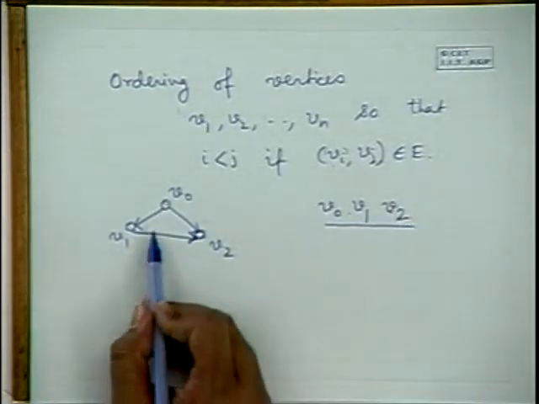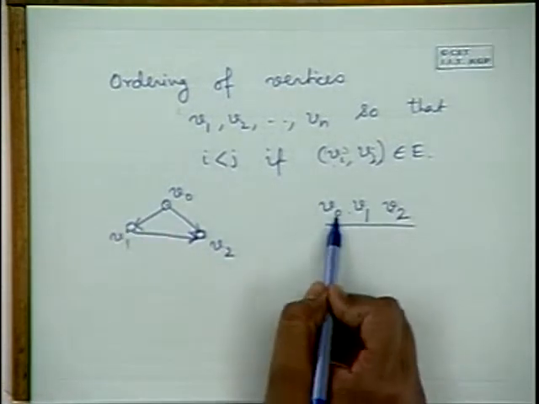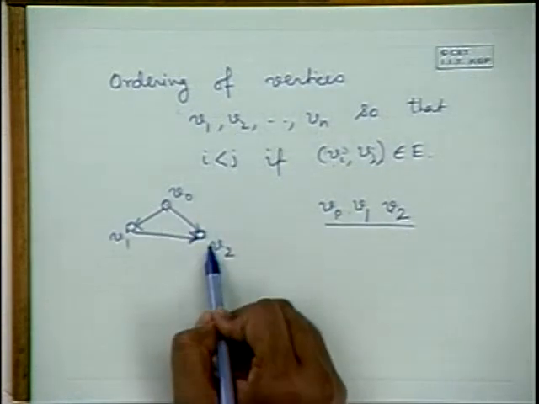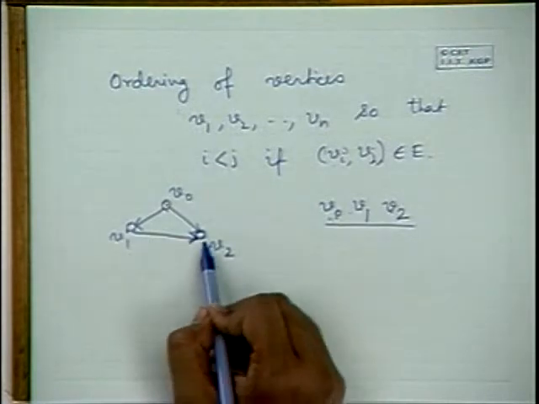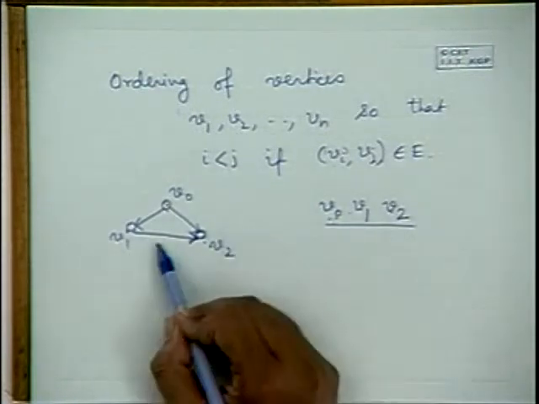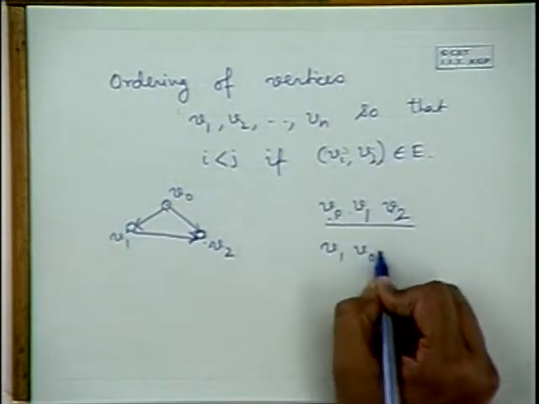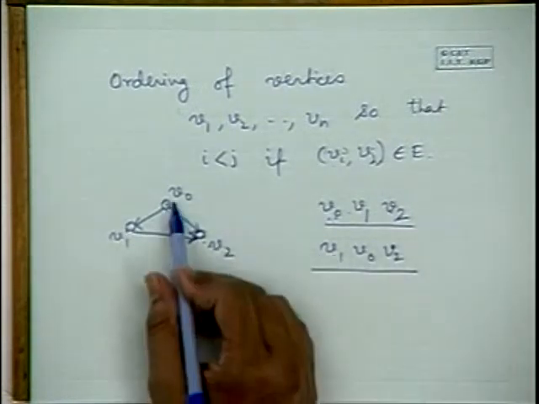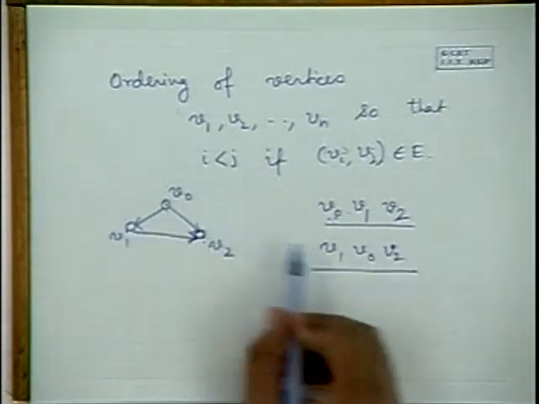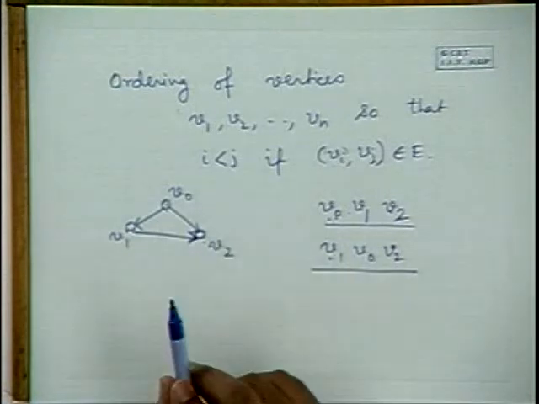So let us see. (V0, V1) is an edge, then V0 must appear before V1. That has happened. (V0, V2) is an edge, so V0 must appear before V2. Yes, it has happened. (V1, V2) is an edge and V1 must appear before V2. That has happened. Suppose I take V1, V0, V2. This is not a topological sort anymore because it violates, say, (V1, V0). (V1, V0) is an edge, but V1 has appeared before V0. So this is called a topological sort.